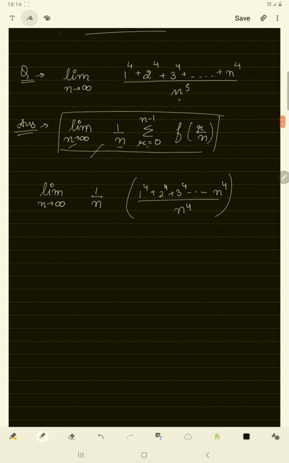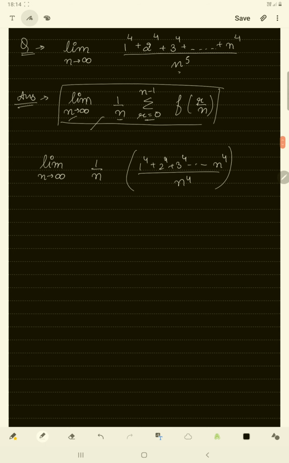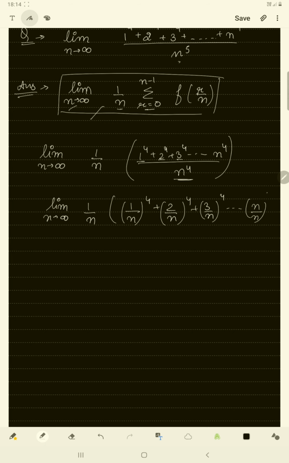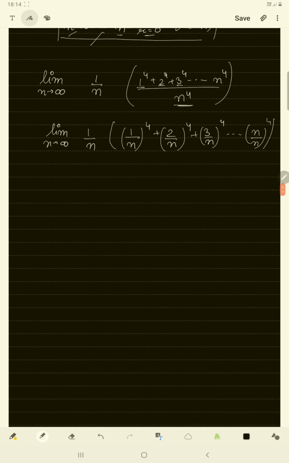Now we need to convert this into a summation. We know that many of the terms are in addition over here, so we just need to convert this into the summation of r by n. What we need is to divide this n to the power 4 among the terms. I just separated the n from the values, and I have this in the end.